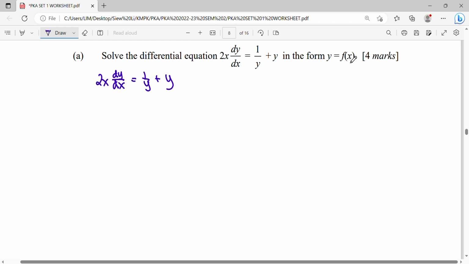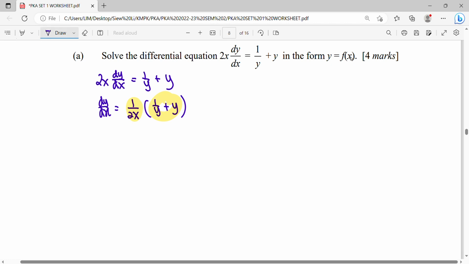For this DE, you have to identify whether it is separable or needs an integrating factor, IF. So we try to rearrange, letting dy/dx be the subject. When we move this, it will be 1 over 2x. Obviously you can see this is your factor x, this is your factor y, meaning this DE can be solved by separable.